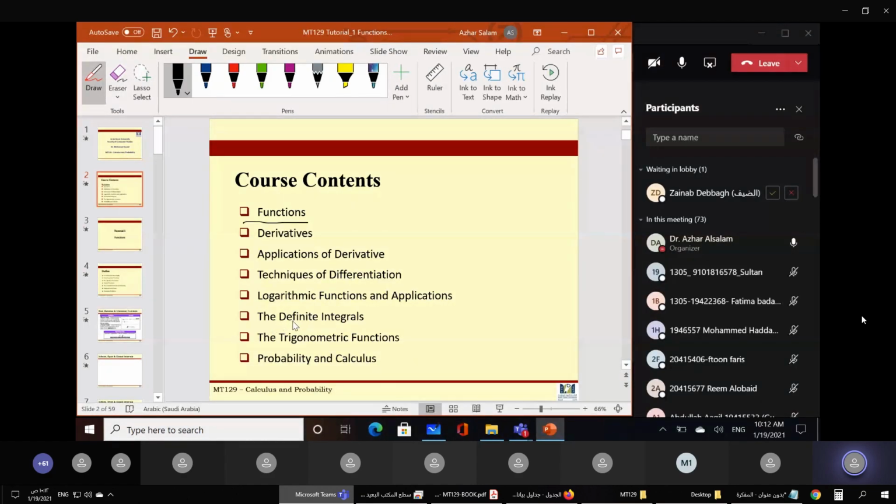Then we will begin with the definite integral. After finishing the derivatives, we will study the integrals, then the trigonometric functions. I think you know the functions sine and cosine and so on. We call these functions trigonometric functions. Then we will finish with probabilities and calculus, some applications.